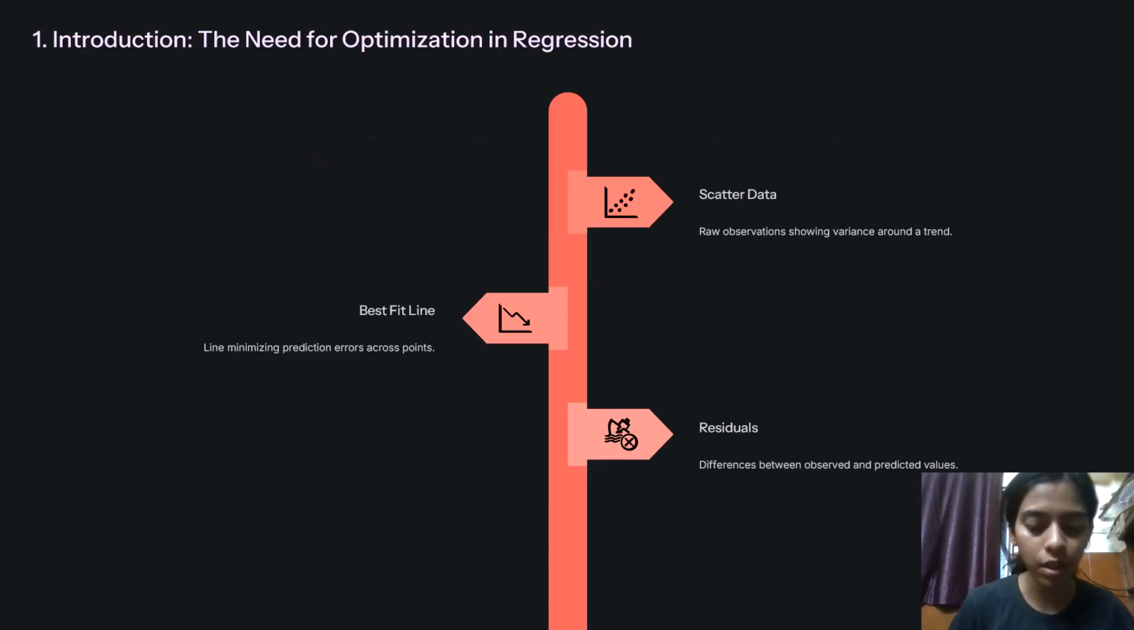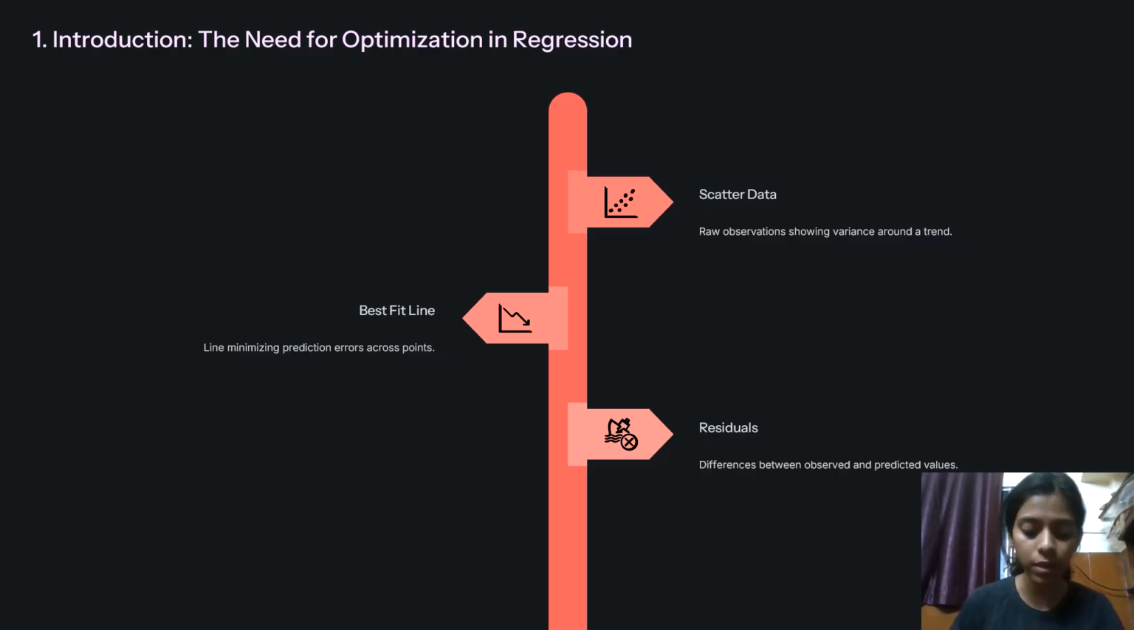That is the need for optimization in regression. Let's start with the big picture. In regression, we often work with scatter data, raw data points that don't fall exactly on a straight line but show some general trend. Our goal is to find a best fit line that represents the trend as accurately as possible. This line minimizes the prediction errors, what we call the residuals.